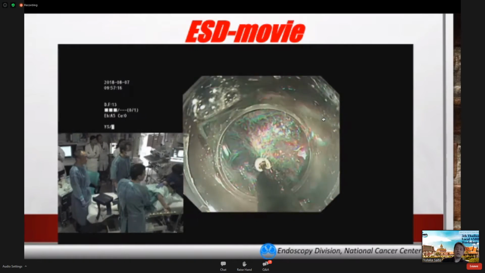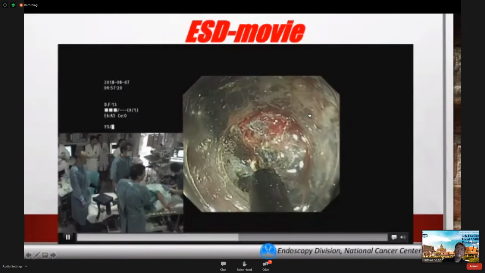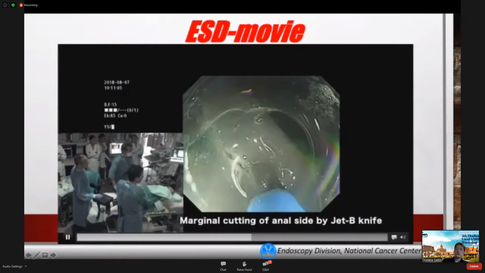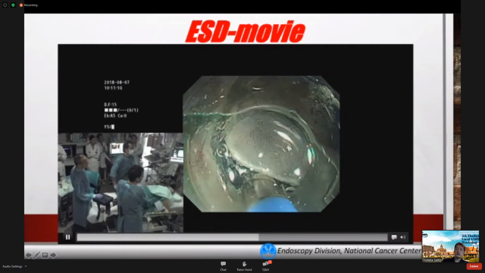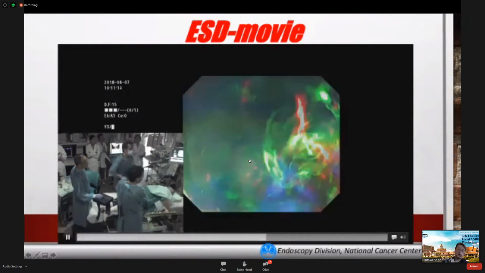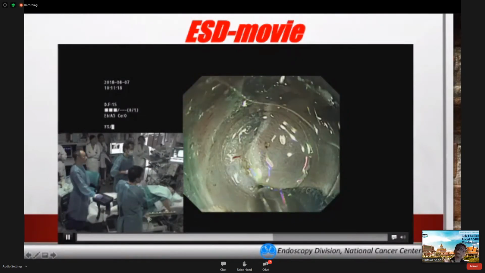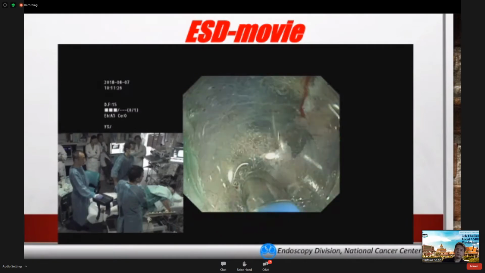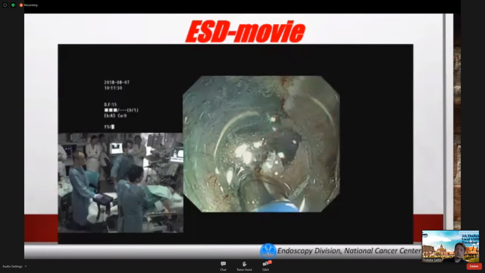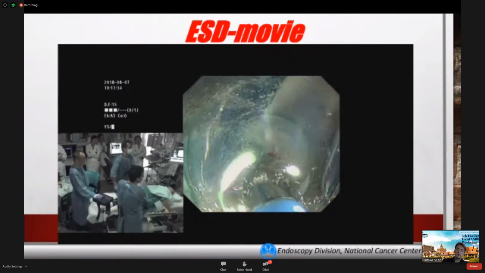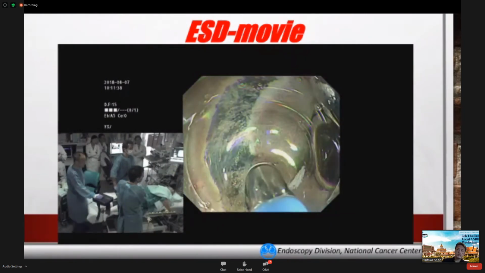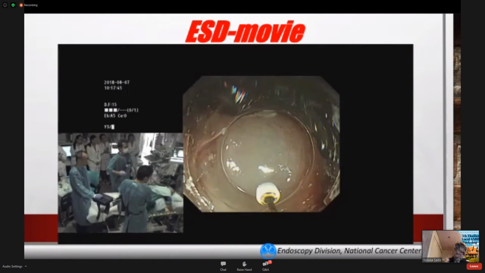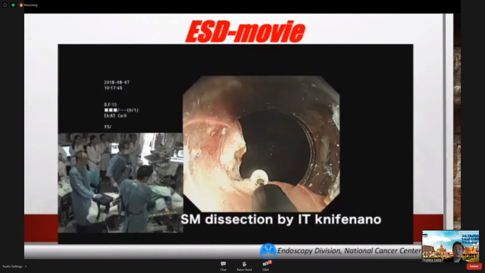Despite the tumor's deep depressed component, the submucosal lifting was really nice. After completing the submucosal dissection of the rectal retroflex position, now I'm starting the marginal dissection of the anal side using the straightforward view. And after marginal dissection, using the water jet function through this same V-knife, it's really important to start the submucosal dissection immediately after partial marginal dissection. Also, this short type ST hood is really nice for entering the submucosal layer effectively. Then submucosal dissection using the IT knife nano.